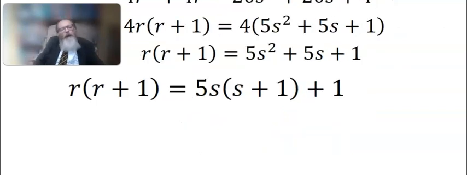And so now I have factored out the 5s on the right-hand side, and I've got 5 lots of s times (s plus 1) on the right-hand side. And s times (s plus 1) is an even number in the same way that r times (r plus 1) is an even number. And so 5s times (s plus 1) must be even.